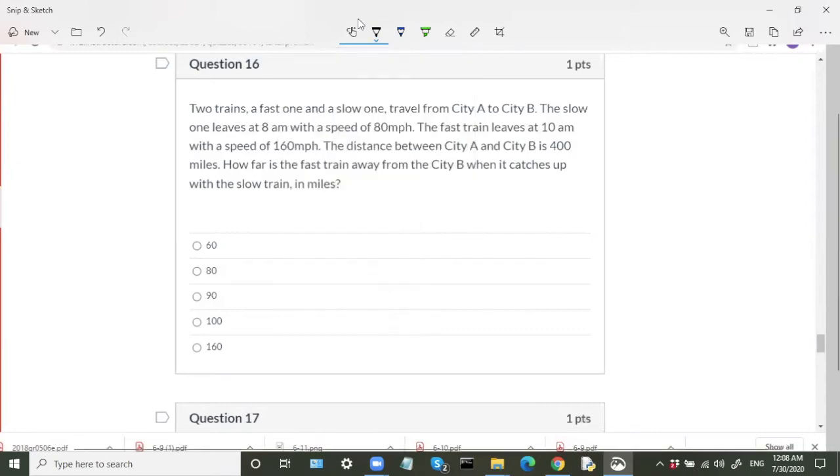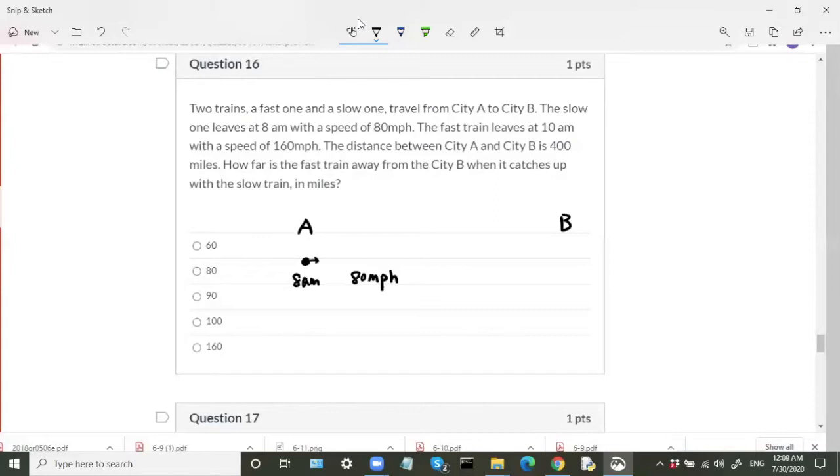Problem 16. Two trains, a fast one and a slow one, travel from city A to city B. The slow one leaves at 8 a.m. Okay, so we have city A, we have city B. So we have a slow train at 8 a.m. with the speed 80 mph.